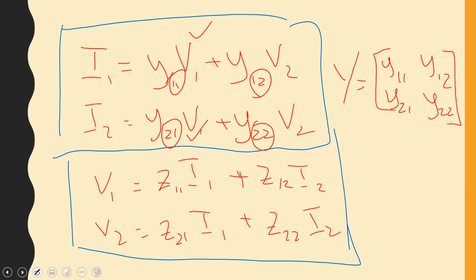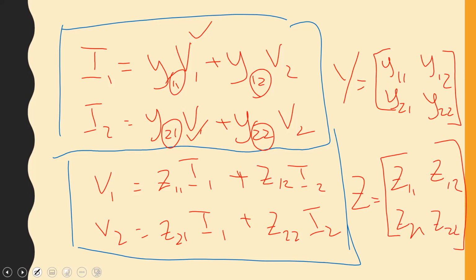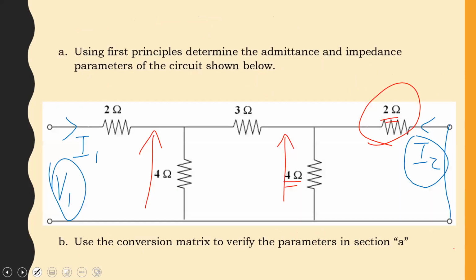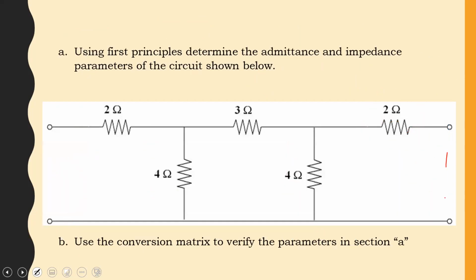You do the same thing from scratch and find Z. You find Z11, Z12, Z21, Z22. These are the open circuits. So again, from your circuit, you have this open circuited. And you look in here for Z11, because that links the relationship between I1 and V1.